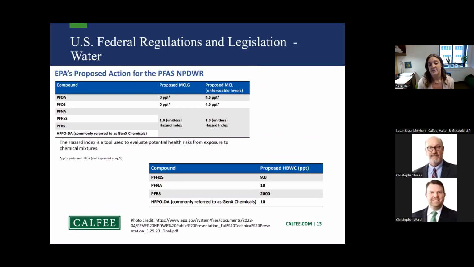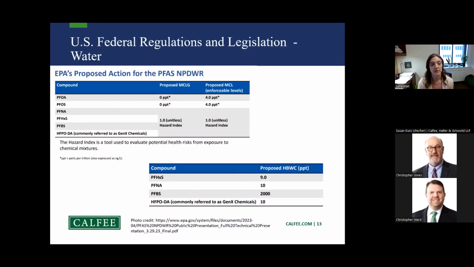As you can see on this slide, the EPA is proposing an MCL of 4 parts per trillion for PFOA and PFOS, and a maximum contaminant level goal of 0 parts per trillion for these chemicals. This is consistent with EPA's controversial position that these are likely human carcinogens and there's no safe level of exposure for these two chemicals. The draft rule also targets 4 other PFAS, including HFPO-DA, PFNA, PFHxS, and PFBS.